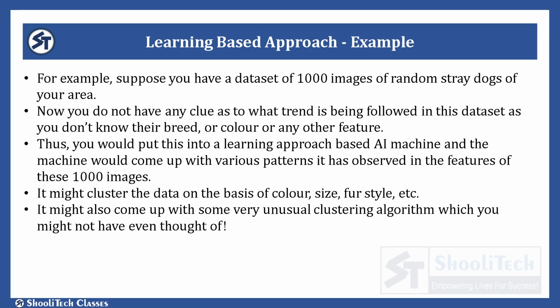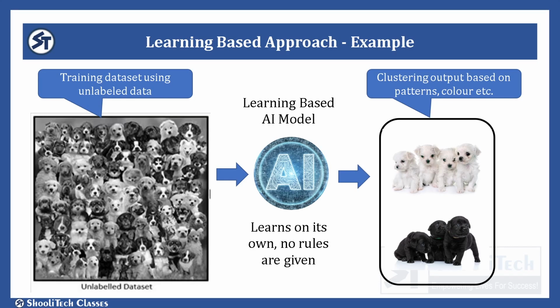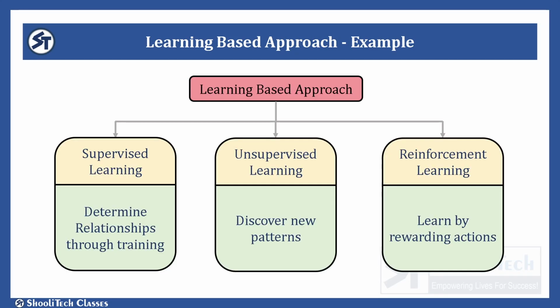Now, one such example is given in CBSE handouts also. Here we train the model by using 1000 images of stray dogs of any particular area. And to learn from these images, the machine creates its own rules. And by observing the color, size or the fur style of those images, it creates different clusters for different types of dogs.